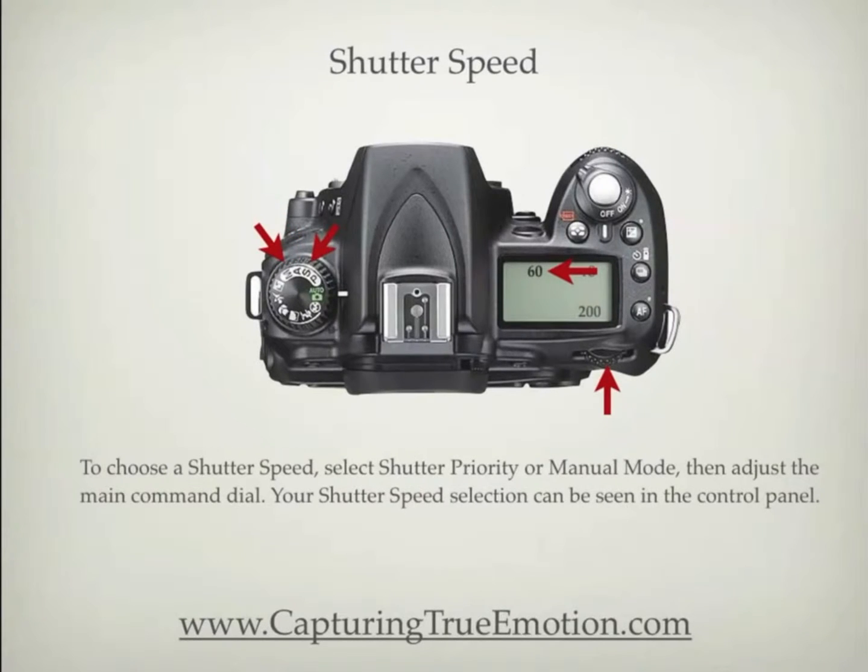To choose a shutter speed, select shutter priority or manual mode, then adjust the main command dial. Your shutter speed selection can be seen in the control panel.